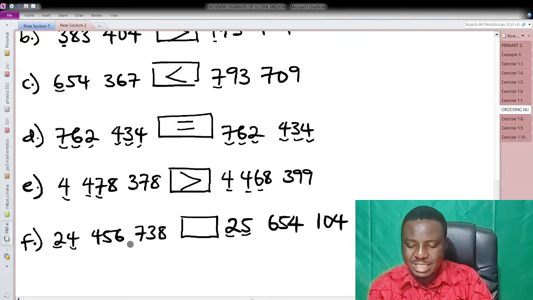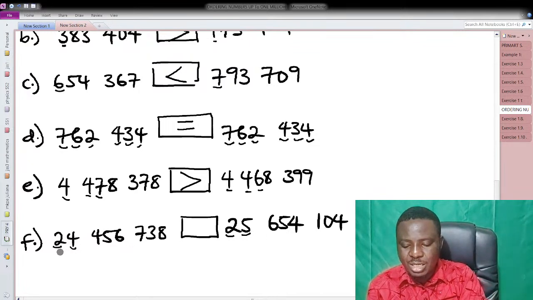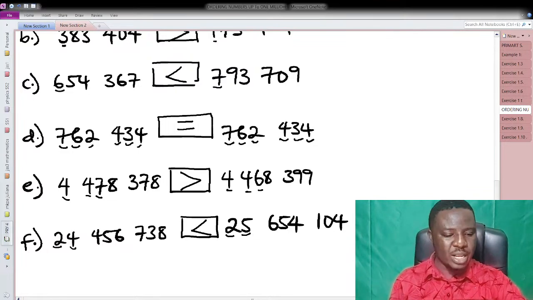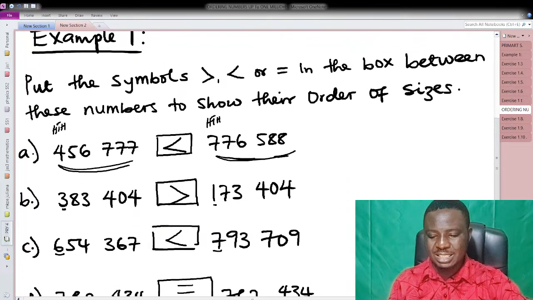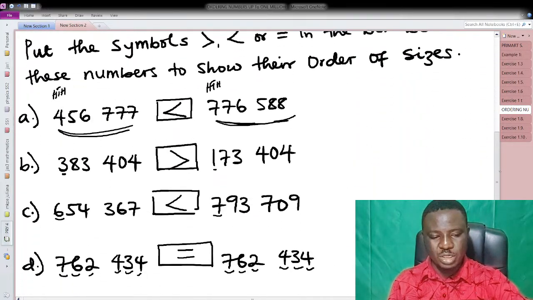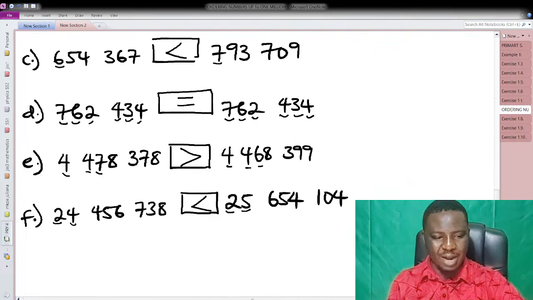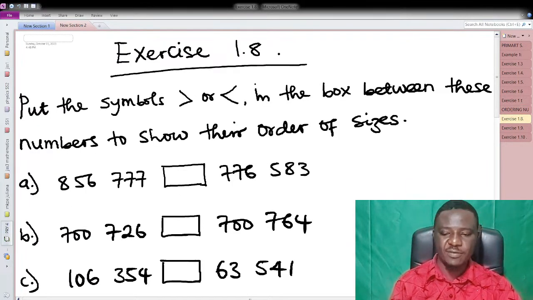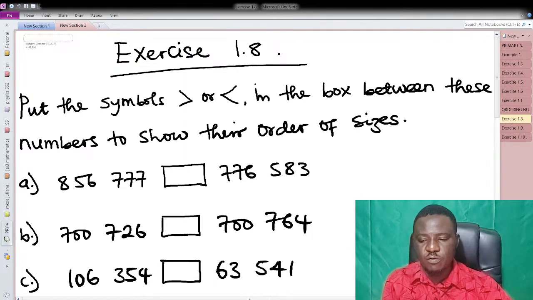Therefore this is greater than this, meaning 24 million is less than 25 million. So I'm going to use the less than. This is how we can use the greater than and less than to show the order in which these numbers are being arranged. So let me give you this as an exercise for you to solve.